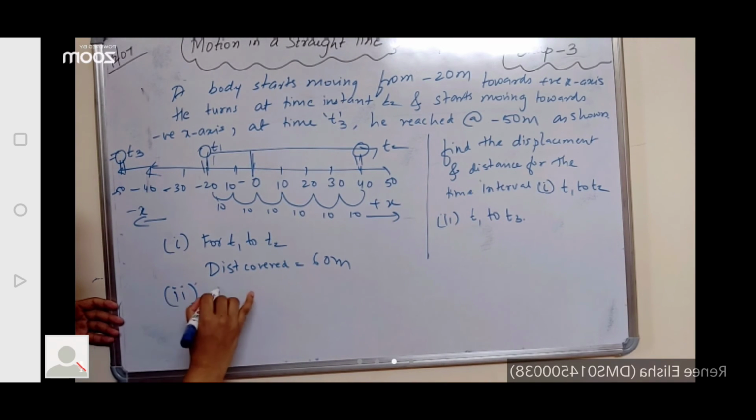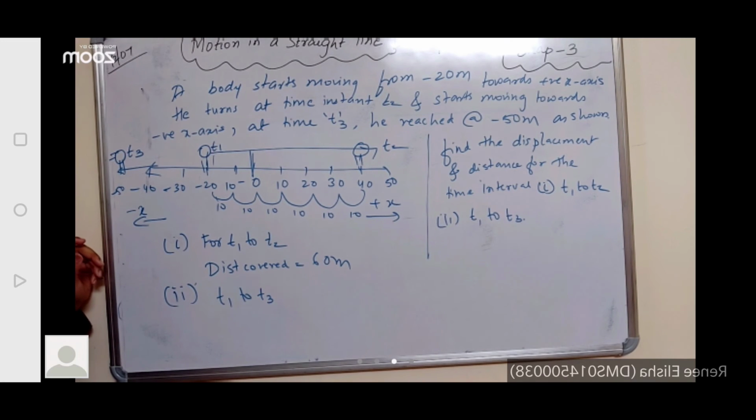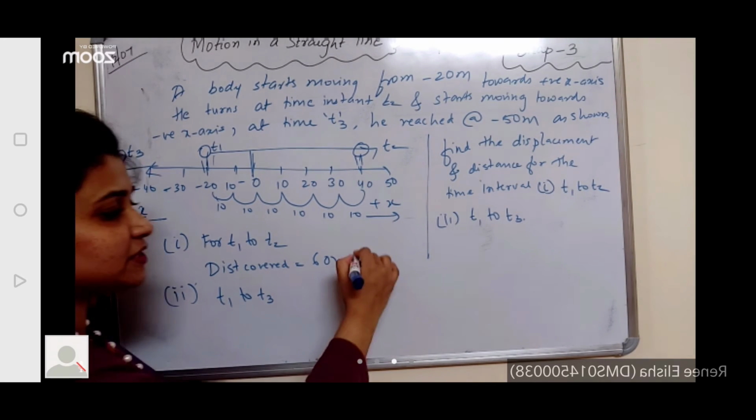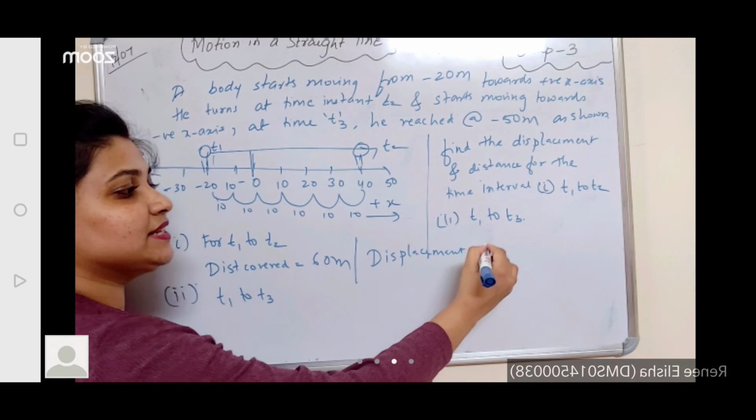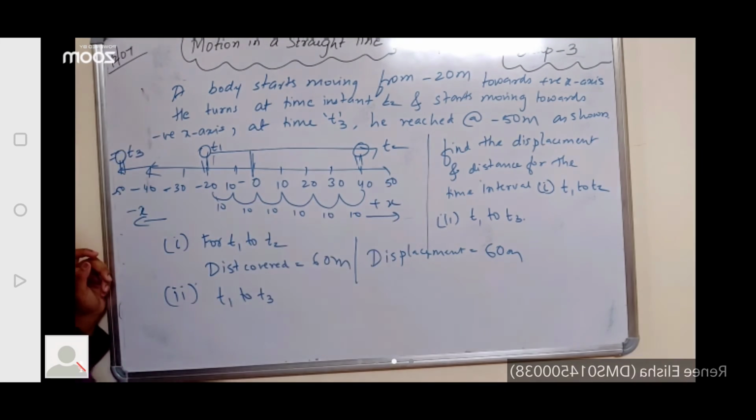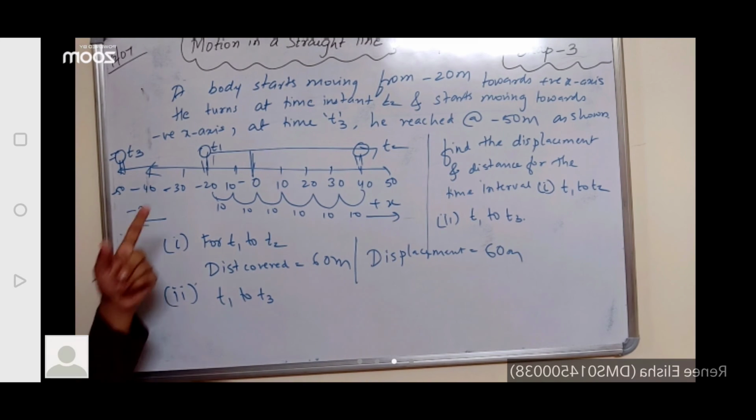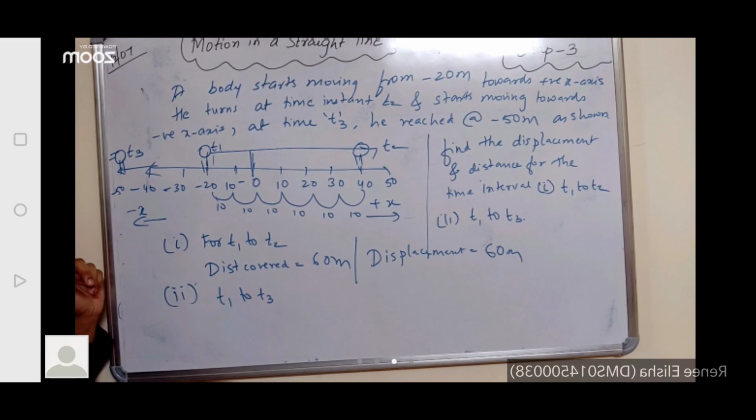So second one, from T1 to T3. So from T1 to T3, what is the distance covered? Okay, wait. Distance we finished. But what is displacement here? What is displacement? 60 meters itself. Again 60 itself, right? Because it's a rectilinear motion. Now, if I'm talking about the second one, T1 to T3, what is the distance covered from T1 to T3? 30 meters. How? I'm talking about distance. Displacement is minus 30 meters.